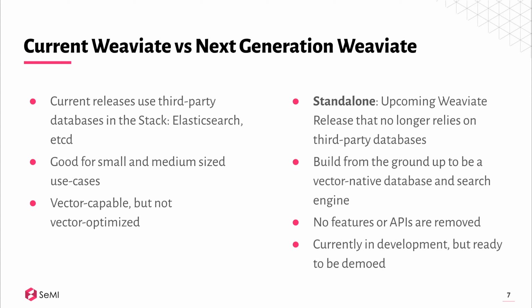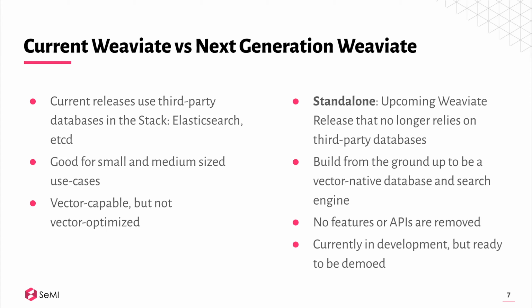You can sort of use the preview, but it's currently in development, so some features are missing at the moment. But Standalone is the upcoming Weaviate release that no longer relies on any third-party databases. It's a vector-native database and search engine that's built from the ground up around the idea of bringing your machine learning models to scale. So if you compare that to the current release, no features or APIs are removed.